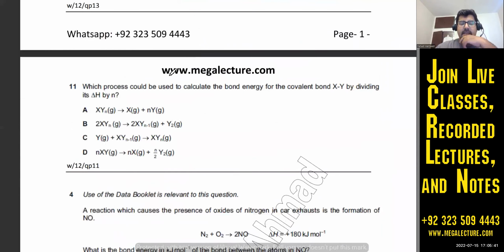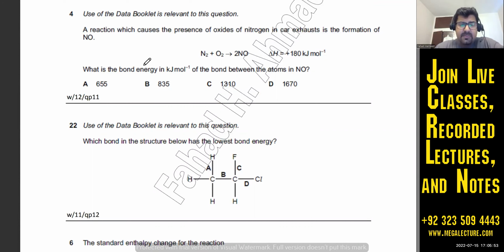He's saying a reaction which causes the presence of. So there's a reaction. Okay. This is the reaction, and they've given the enthalpy change. What he's asking is, what is the bond energy in kilojoules of the bond between the atoms in NO? So NO ke bonds. Now, this reaction, okay, this entire reaction has this enthalpy change.